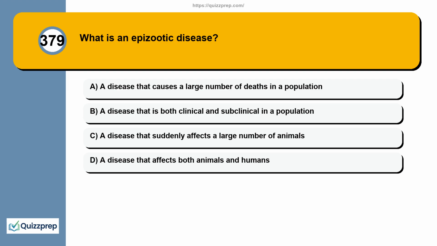Question 379. What is an epizootic disease? Option A, a disease that causes a large number of deaths in a population. Option B, a disease that is both clinical and subclinical in a population.